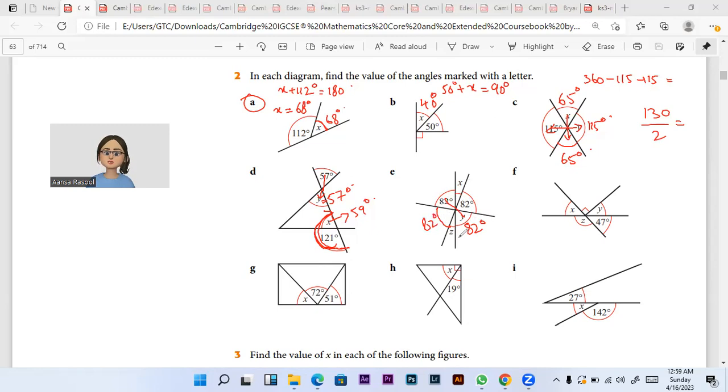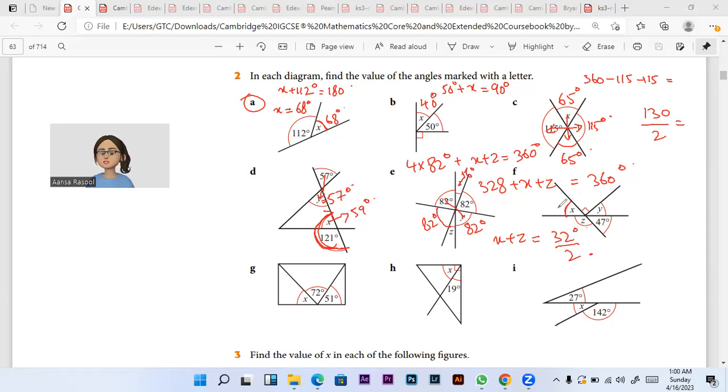So what are X and Z? 82 degrees appears how many times? 4 times. So I will multiply 4 by 82 degrees, plus X plus Z is equal to 360 degrees. So 82 times 4 will give us 328, plus X plus Z is equal to 360 degrees. 360 degrees minus 328 will give me 32 degrees. But I will divide 32 degrees by 2. Why? Because X and Z are vertically opposite to each other, so they will be equal. So divided by 2, angle X over here is 16 degrees.